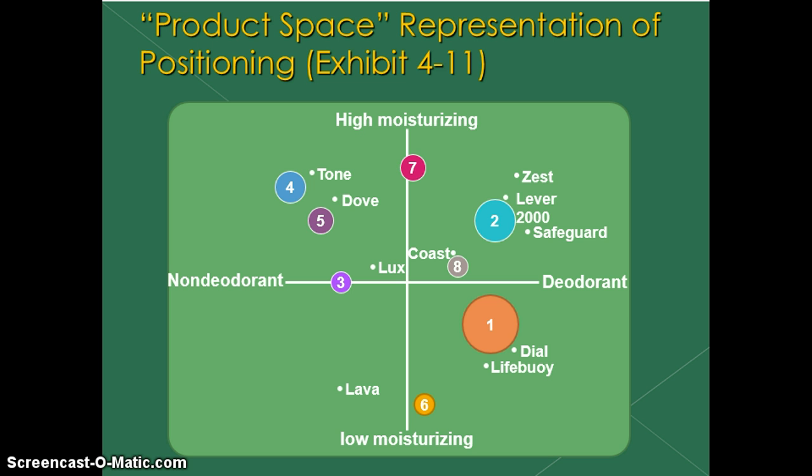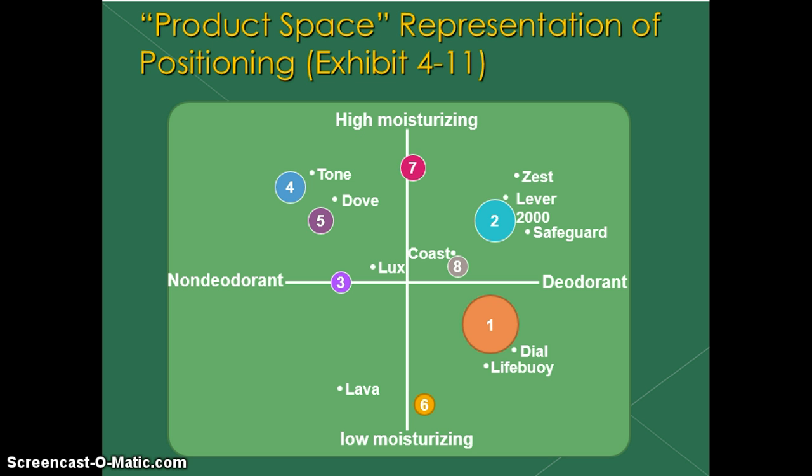This diagram shows output of a computer program that does what's called positioning analysis. So this is Exhibit 4-11. We're on pages about 111, 112, somewhere around there in your book. Now, 2 attributes of the soap. This is all about soap. The 2 attributes of the soap that account for the greatest difference in consumer perceptions are the degree to which the soap is a deodorant soap, has a smell or an odor to it, and the degree to which the soap is a moisturizing soap. And you'll be able to see the different plots on here.